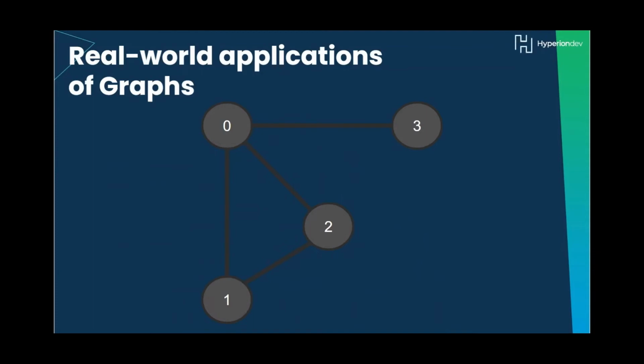There's also directed graphs. So in a directed graph, nodes are connected by directed edges. They can only go in one direction. So for example, if an edge connects node 1 and 2, but the arrowhead points towards 2, we can only traverse from node 1 to 2 and not in the opposite direction.